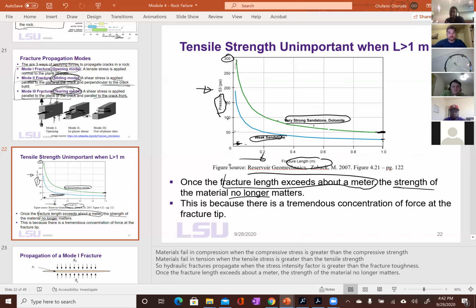The tensile strength is negligible compared to the magnitude of S3, and compared to the magnitude of the pore pressure and the fracture pressure, which is the pressure of the fluid in the fracture. And that's when you're injecting fluids, right? You're doing hydraulic fracturing, so you'll be injecting fluid under pressure. You'll be using a compressor from the surface to push the fluid down. Any questions on that?